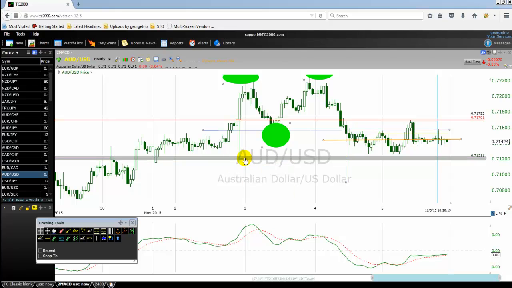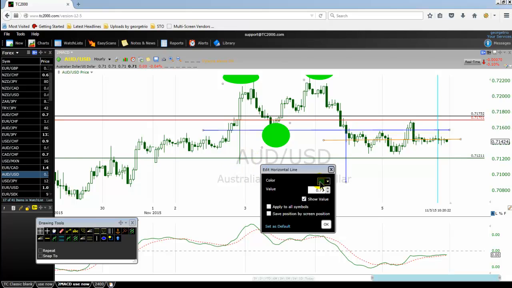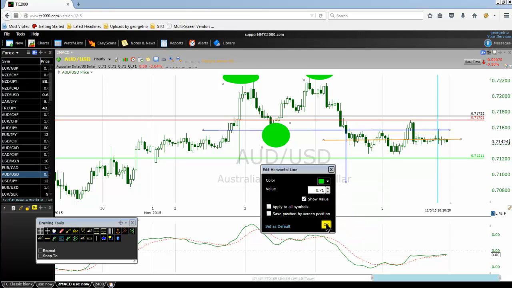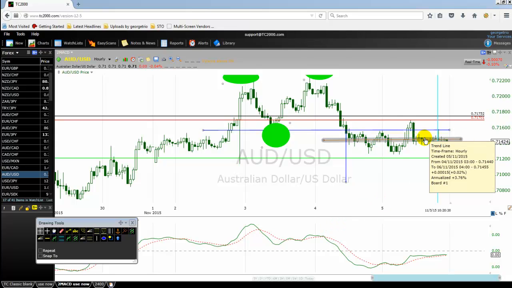All right, so I'm going to color that line. I'm running out of colors now. I'll color it green. That's the first target to close the first trade at 7121. That's for the first trade. Hold on, please.